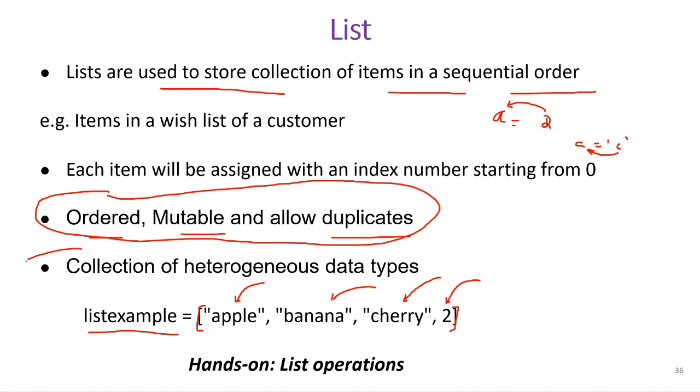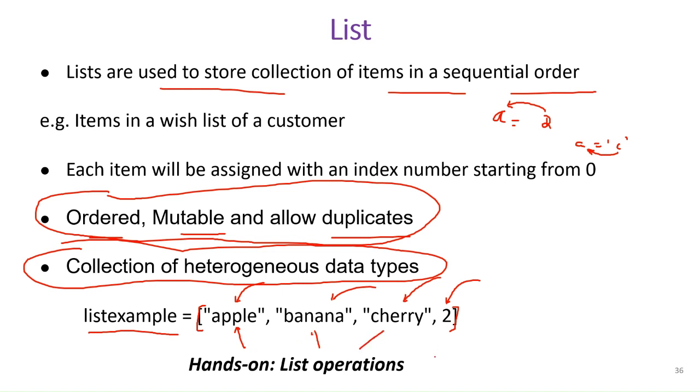You see, this is a collection of heterogeneous data types. Heterogeneous means we can have many types of data. Apple is of string data type, banana also is string, similarly cherry, string. This 2 is integer. We can have 2.5 also, floating point is possible. Whatever data we have, we can include in this particular list. So it is a collection of heterogeneous data types.